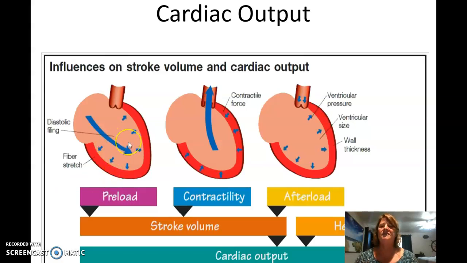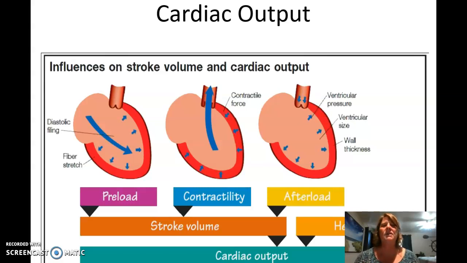Preload, think of it as filling. How much blood is coming back in that diastolic phase to fill your heart? If your ventricles are filling up well, the myocardial fibers are going to stretch, so hopefully they'll be able to come back and contract. So you have to have good filling to be able to stretch those fibers. Then we have to have contractility. Once those myocardial fibers are stretched, they need to come back and forcefully contract to push the blood to where it needs to go. And so that is going to impact our stroke volume.